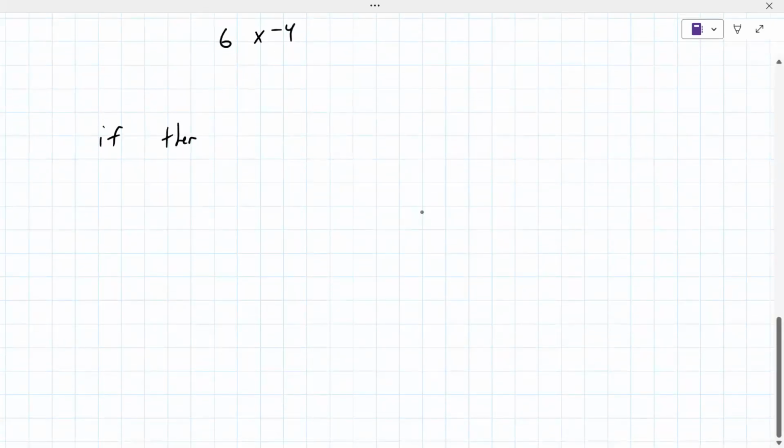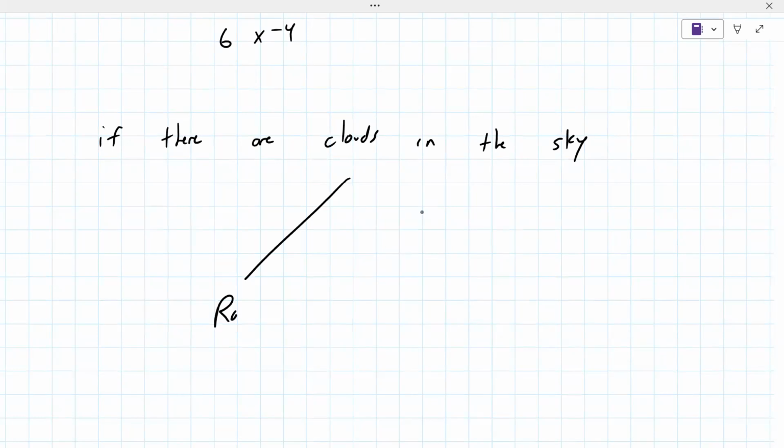Let's use something totally different. If there are clouds in the sky, what's possible when there are clouds in the sky in terms of weather? What might happen? It might rain. It might rain, but does it always rain?